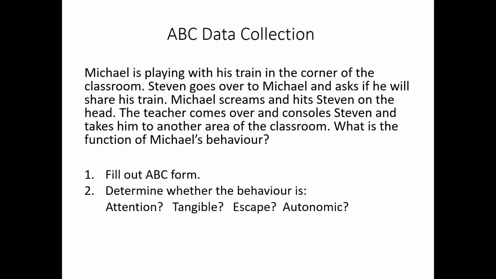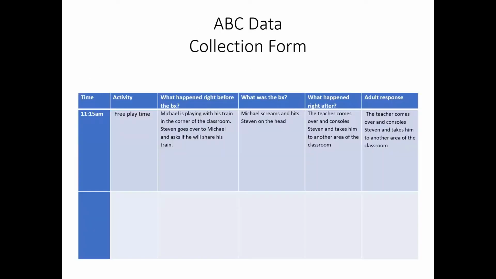So we can fill out the ABC form, which I have here. I filled in the time that the behavior happened, what activity they were doing. So it was during free play time at their early learning center. What happened right before the behavior? Michael is playing with his train in the corner of the classroom. Stephen goes over to Michael and asks if he will share his train. Michael screams and hits Stephen on the head. The teacher comes over and consoles Stephen and takes him to another area of the classroom. So that's what happens right after.